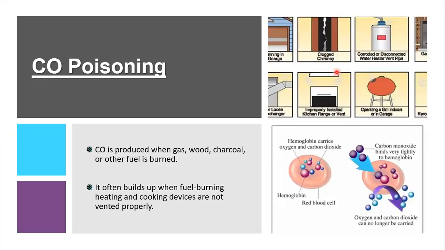We learned before about carbon monoxide poisoning, and we said it's produced when gas, wood, charcoal, or other fuel is burned. And this also is another example of the shifting of the hemoglobin saturation curve, because we said once carbon monoxide binds to hemoglobin, it will change its structure, and oxygen and carbon dioxide can no longer be carried. That means it will shift the curve to the left. Oxygen is not released.